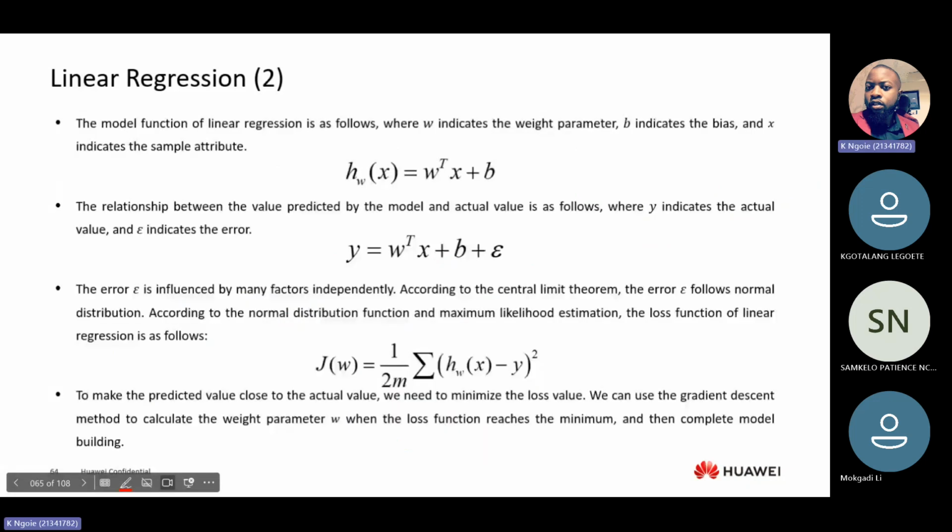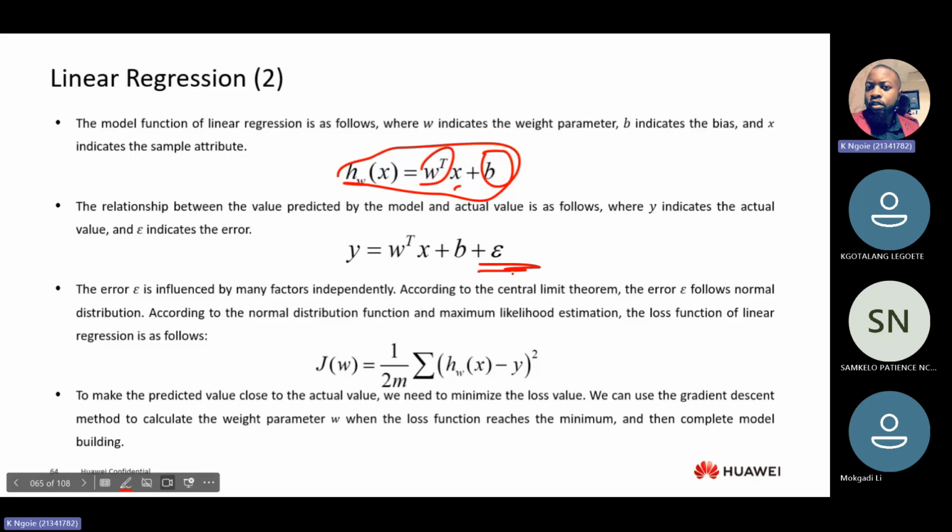And in this case, we're going to have the weight parameter and the bias parameter. Okay, so this is our model, the equation of our model.